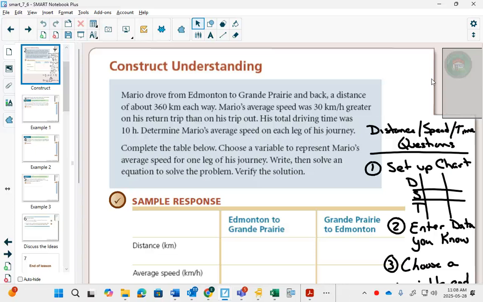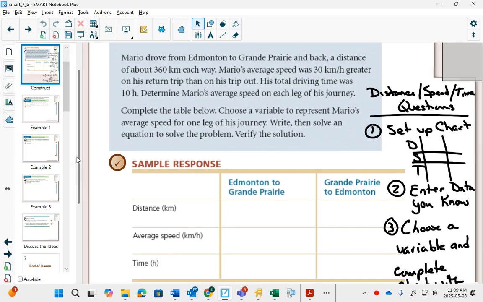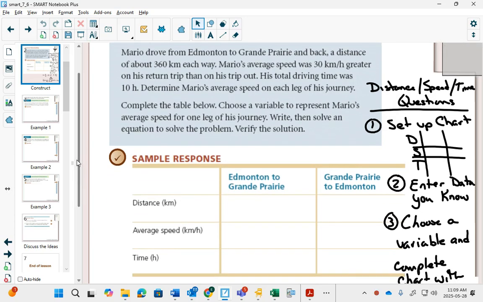So for distance, speed, and time questions, you're always going to start by setting up a chart. And in the textbook here, it has set up a chart for us, and we want to enter in all the data that we know. So in this question, Mario drove from Edmonton to Grand Prairie and back, a distance of about 360 kilometers. So the first thing we know is the distance, and we can fill that into our chart.